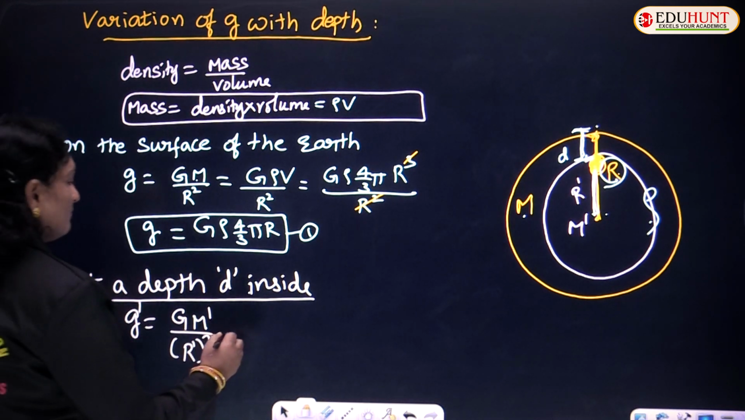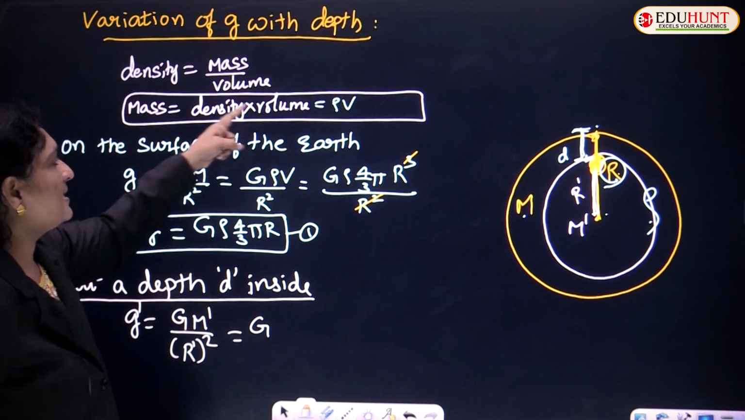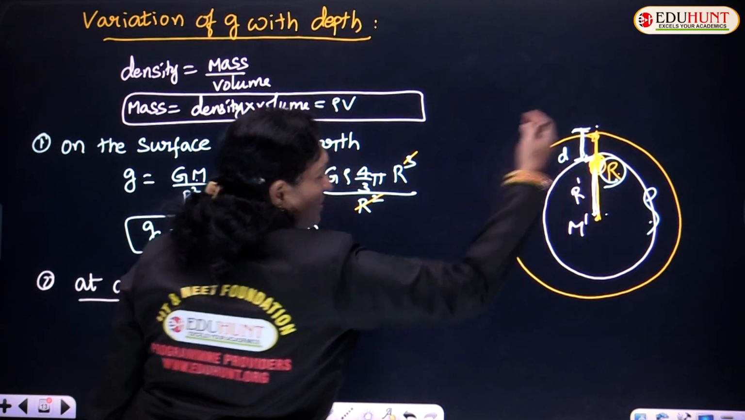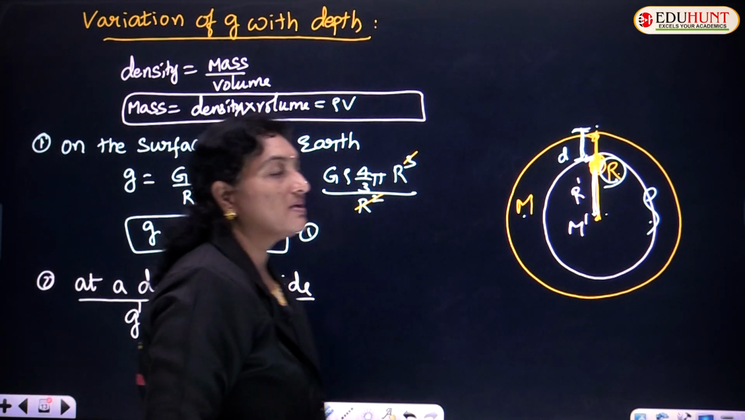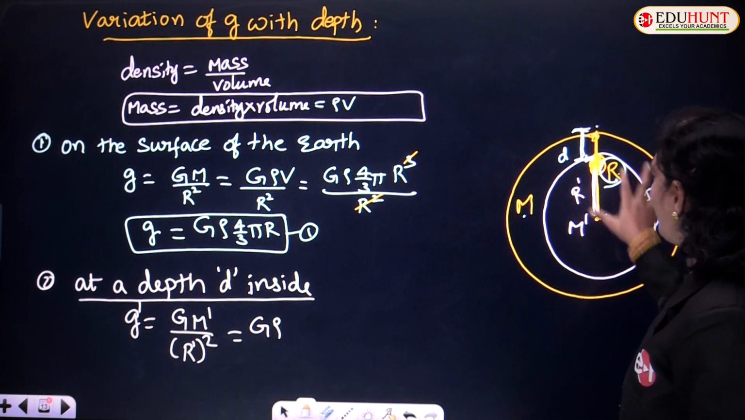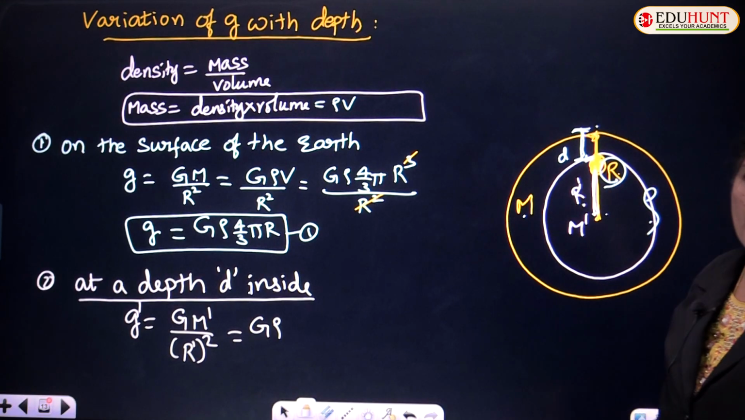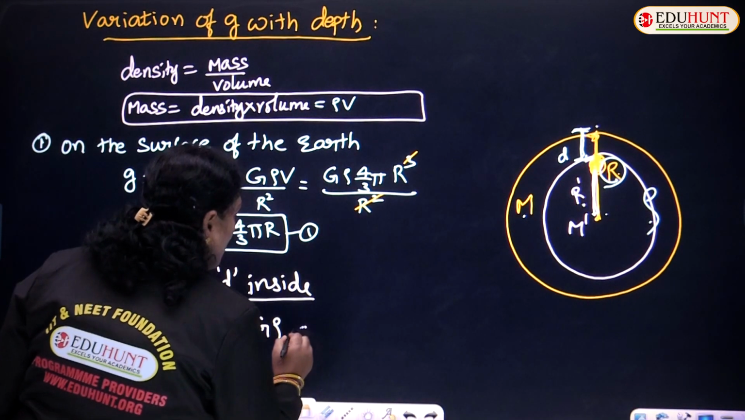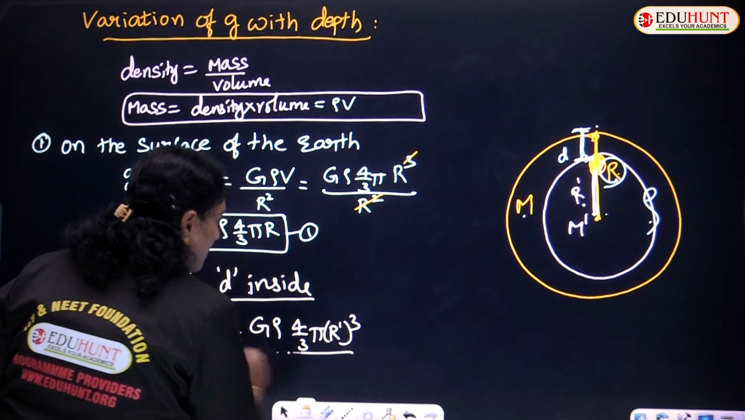And for this, G keeping constant, formula for mass is density into volume. Density, whether it is inside, outside, on the surface, whatever you consider, density is rho. Volume. So what is the volume of a sphere? 4 by 3 pi r cube. But this portion of the sphere volume, how much is it? The radius changed. So 4 by 3 pi r dash cube.